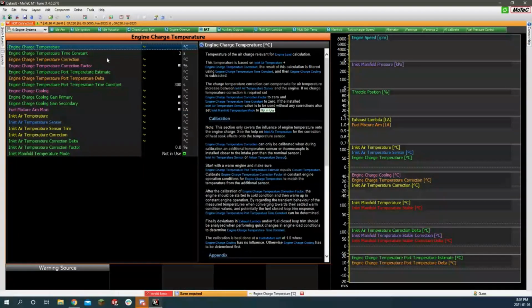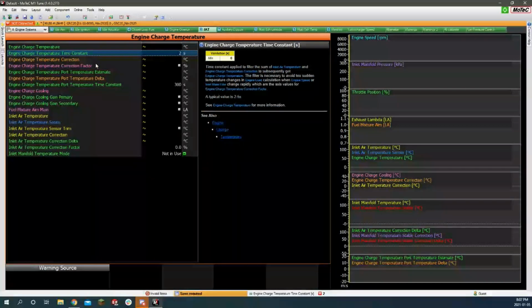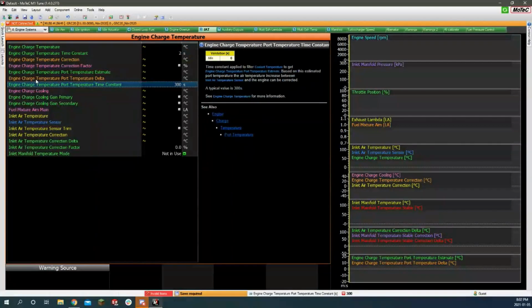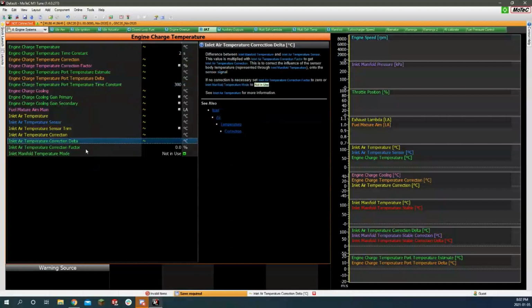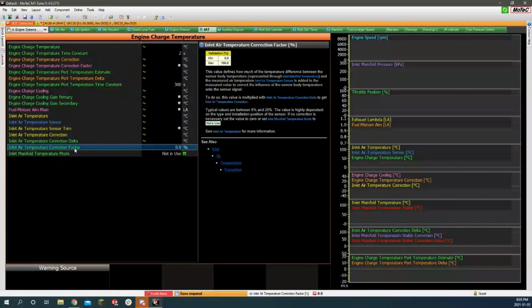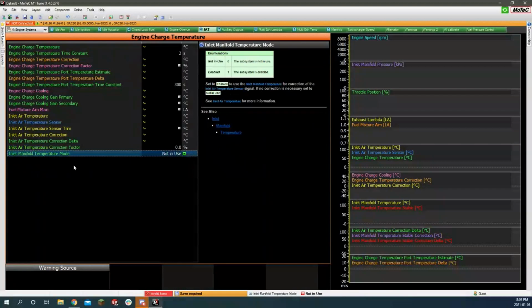IATs, intake air temperature. So different ways of calculating how much air is going to the engine if you know the temperature. So it's stuff about how it filters the data coming in. There's a correction factor. So if your temperature is changing significantly after it goes past the sensor, and you know that, you're able to correct for that kind of thing.